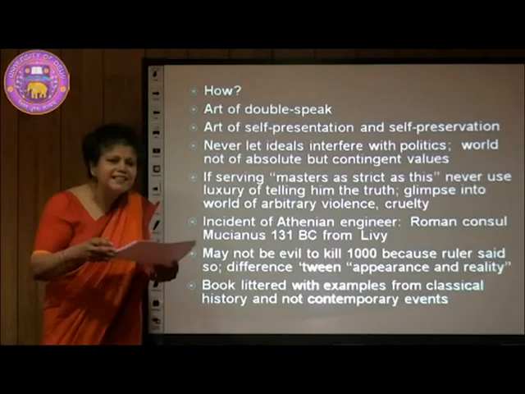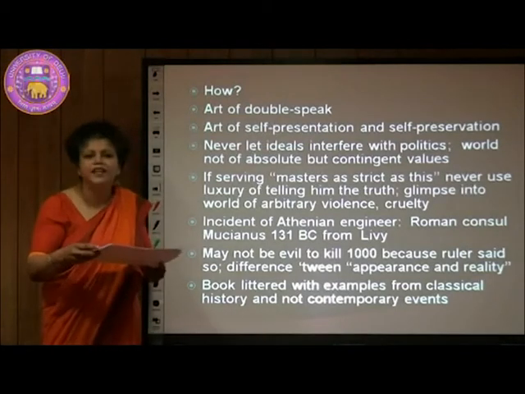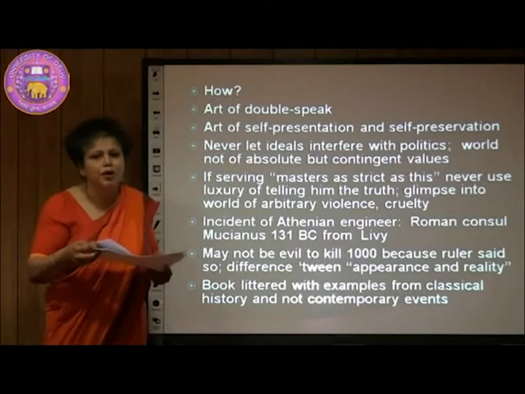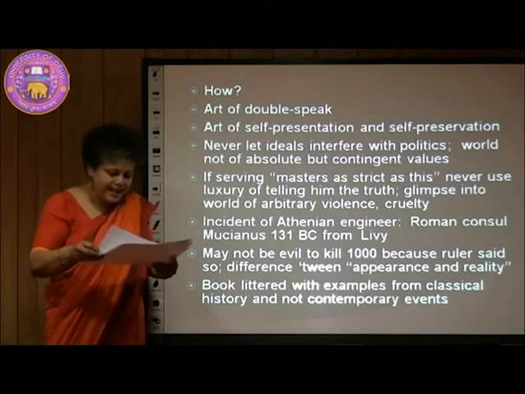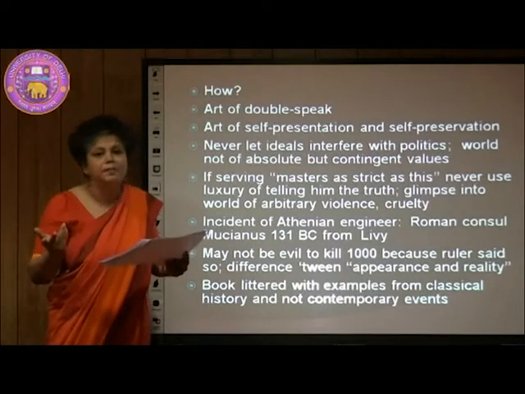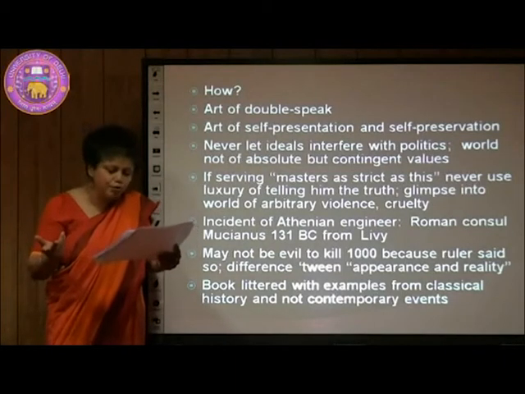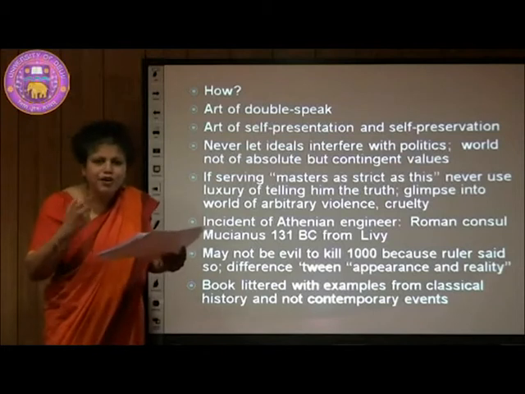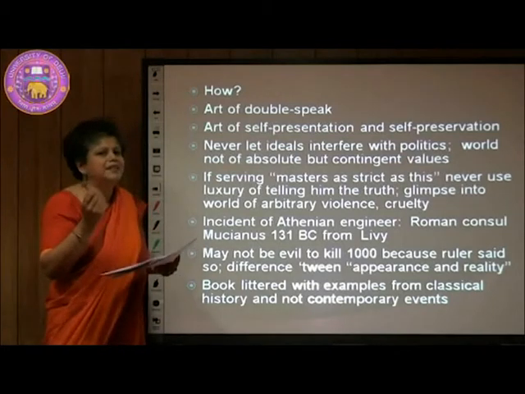And he gives examples of the really arbitrary world of violence that was Italian city-state politics. But he does it in such a smooth and mellow way that you don't even know that you're looking upon a world of such violence. He says it may not be evil to kill even 1,000 people if your prince has asked you to do so.